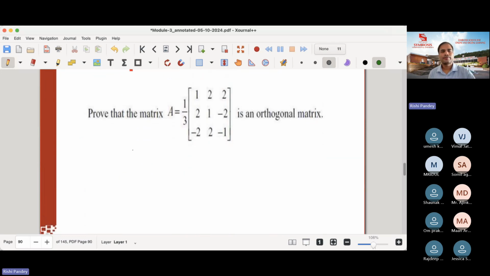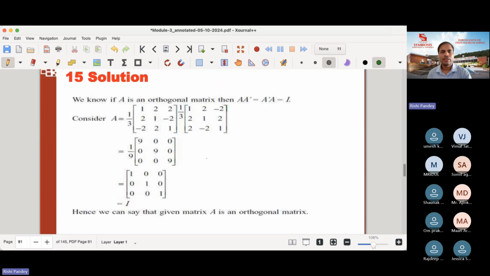Orthogonality. What is orthogonality? Orthogonality says that if you multiply A and A transpose, you will get I. Okay. That is called orthogonality. So first thing you should write down the 1 by 3 and the transpose of the 1 by 3. Okay. Means the row goes to the column. This row must be written in the column. Okay. In the column. And 1 by 3, 1 by 3 become 1 by 9.